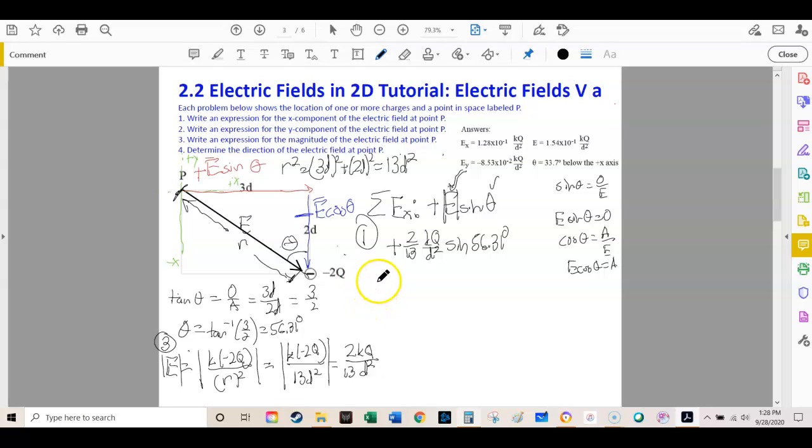To get number 2, we're going to have to do the same thing for the y direction, except in the y direction, the magnitude of that electric field is going to be pointed down, and it's going to be cosine of theta. Well, that's going to be negative 2/13, I brought the negative down here, which is going to be kq over d squared times cosine of 56.31 degrees. And this is going to be number 2.